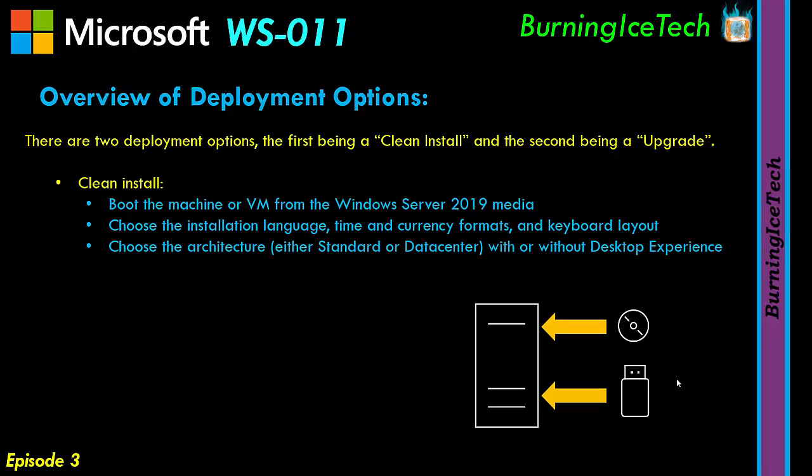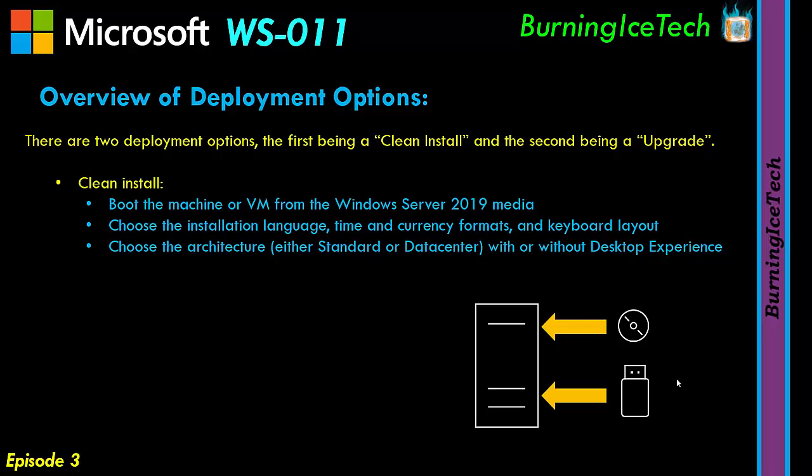Now, the third thing is choose the architecture. I think they probably meant 64-bit or 32-bit. Obviously, it's going to be 64-bit because it only comes in 64-bit. I would say choose your edition, being Standard or Datacenter. It could potentially be Essentials version as well, or maybe Server 2019 Hyper-V. They mentioned choose with or without desktop experience.